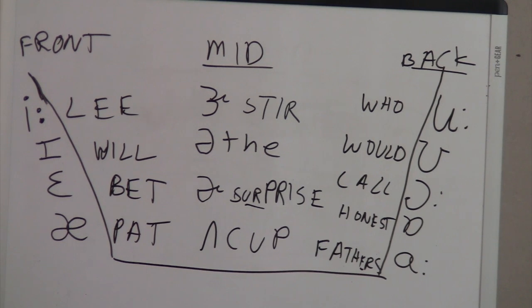Okay, so here is the vowel chart, and let's just review what these sounds are. That is the sound of E, as in Lee. I, as in will, did. E, as in bet, lend. A, as in pat, man, cat.